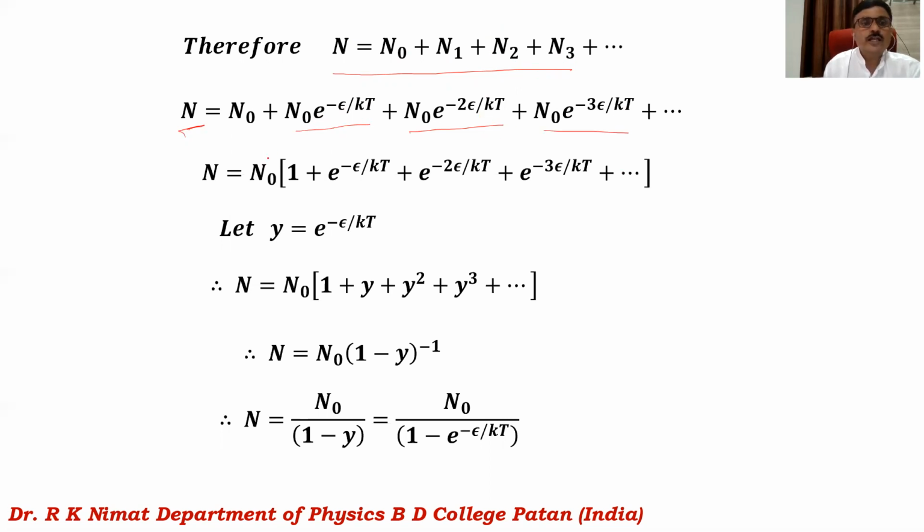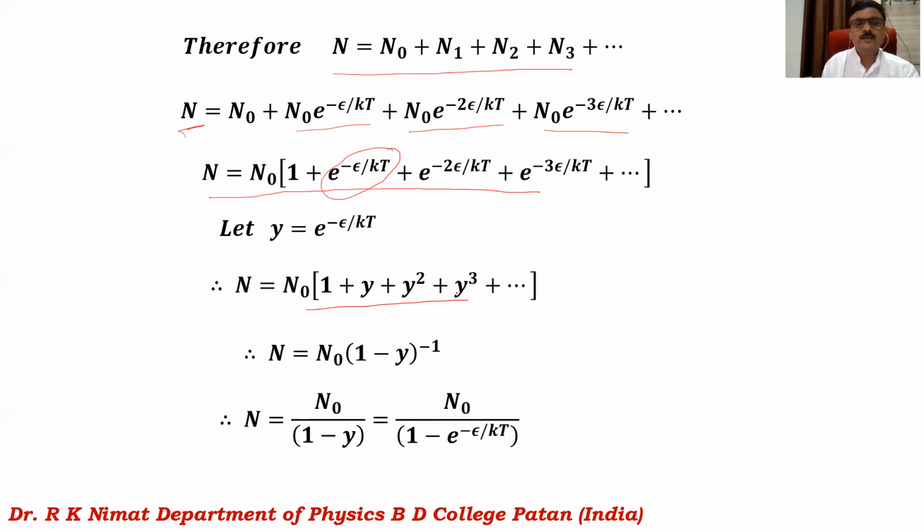So from this equation, we can take n0 as common, and you will get the equation as N = n0 [1 + e^(-ε/kT) + e^(-2ε/kT), and so on]. Let's put this quantity as y. If you put this quantity as y, you will get N = n0 [1 + y + y² + y³, and so on].